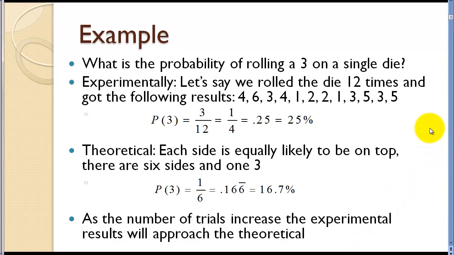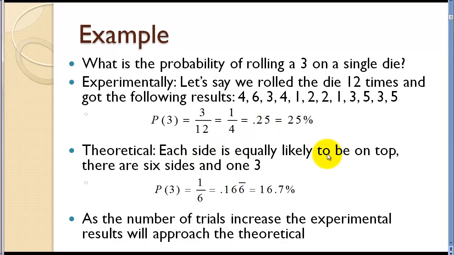So in rolling a die, we could do both experimental probability and theoretical. Let's say we had this example: we rolled the die 12 times and we got this series of numbers. And we wanted to determine the probability of getting a 3. Based on this experiment, we got 3 3s out of the 12 rolls. So we have a 1/4 probability, or as a decimal, 0.25.